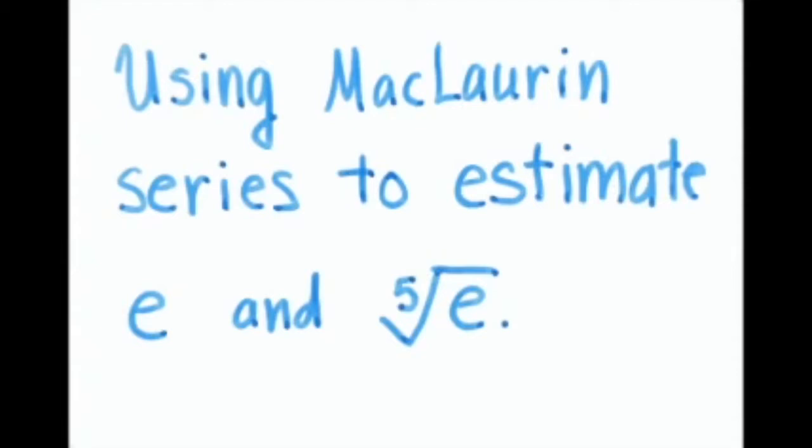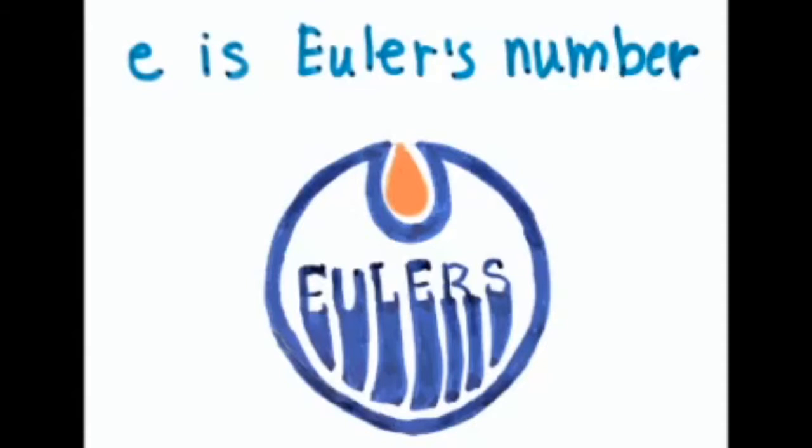So the number e, you've probably seen it before. It's called Euler's number, and even though it has this spelling, it's not pronounced "you-ler," it's pronounced "oil-er." So like the Edmonton Oilers. I drew this graphic because whenever I see the Edmonton Oilers logo, I want to draw this, so I had to get it out of my system. But it also should help you remember to pronounce it "oiler" and not "you-ler."